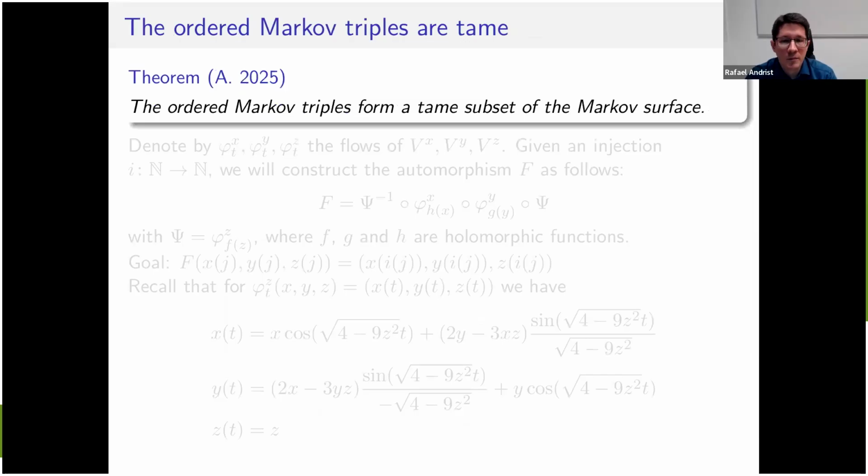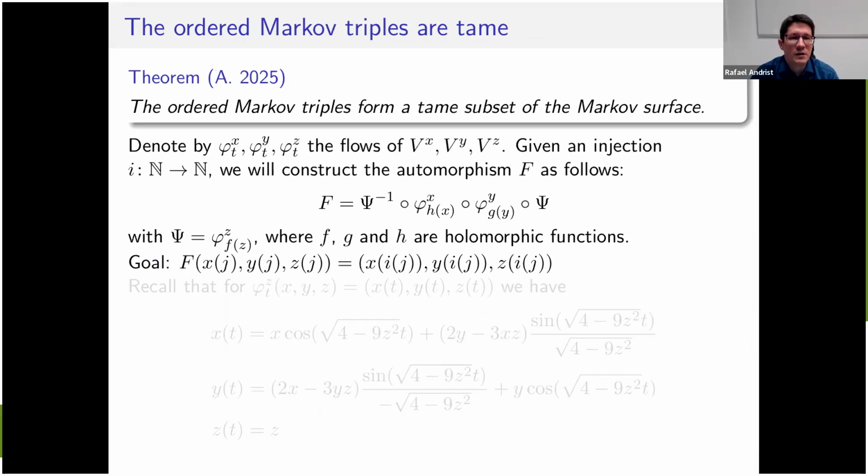Okay, so this is now the theorem. The Markov triples, the ordered Markov triples, form a tame subset of the Markov surface. And we're going to construct it quite explicitly. So we have these three vector fields Vx, Vy, Vz that I introduced before, and we have their flows, phi x, phi y, and phi z.